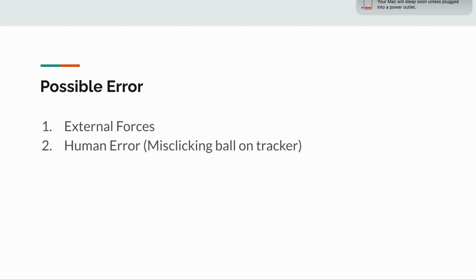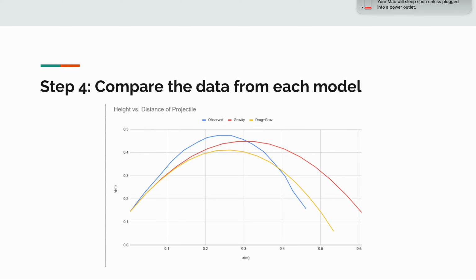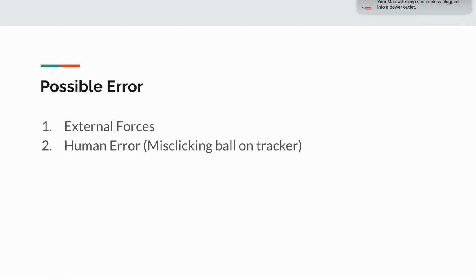The possible errors for our data include other external forces such as a slight breeze maybe, or other possible errors could be human error, which could be misclicking the ball on Tracker and not clicking its exact location.